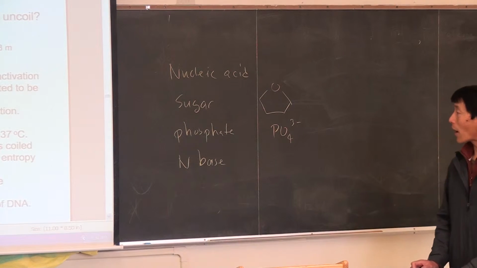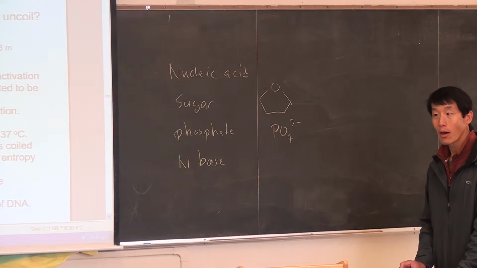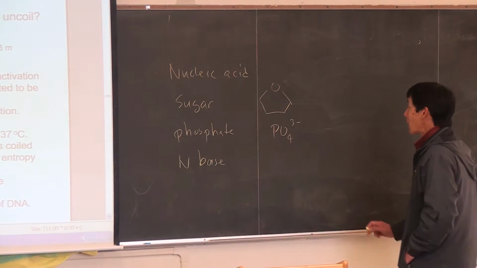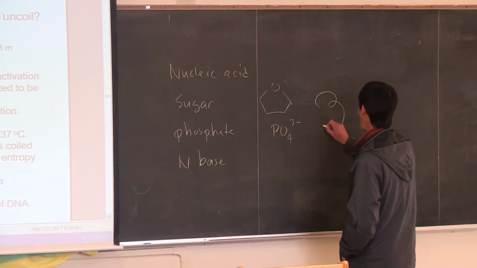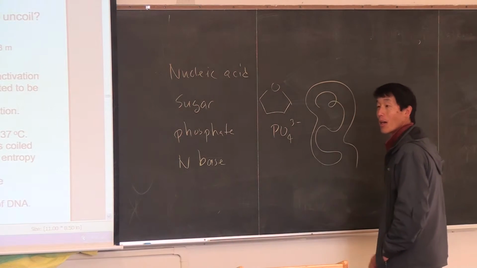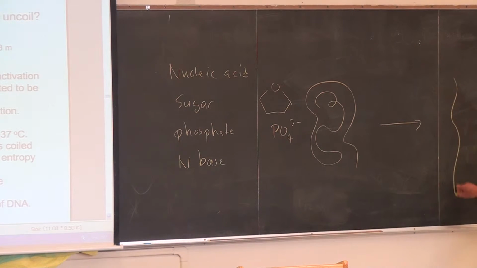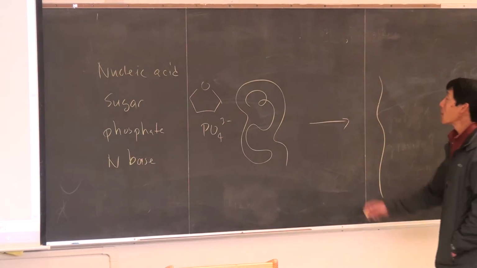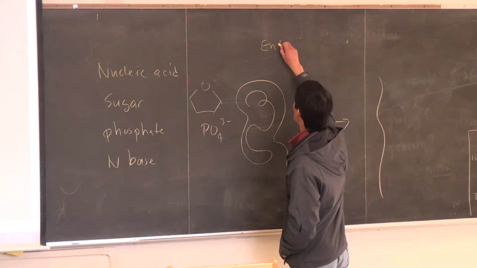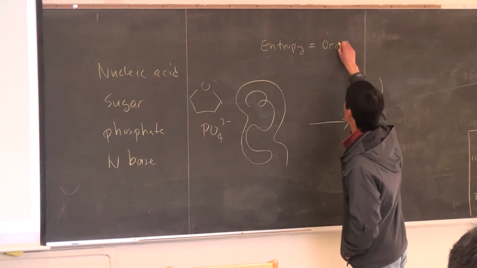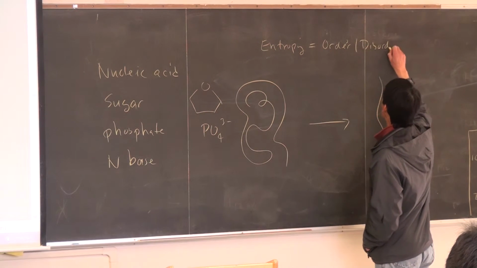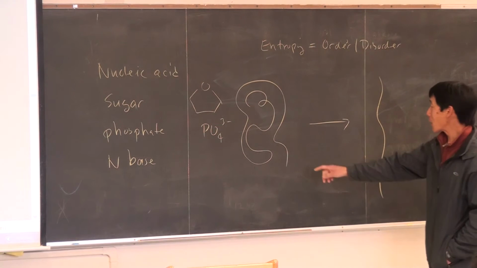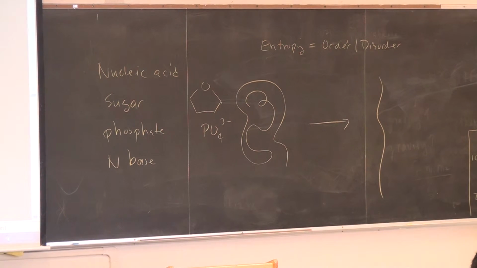Is the uncoiling of DNA favored by entropy or enthalpy or both? Okay, so if we have the DNA in its coiled state, all coiled, whatever it looks like in the cell, and then it's uncoiled, so I'll show the uncoil like that. Now when we look at entropy, entropy has to do with the amount of order or disorder. So which state, the coiled state or uncoiled state, is more ordered? Well, the other way I ask that question is, which state is more disordered?